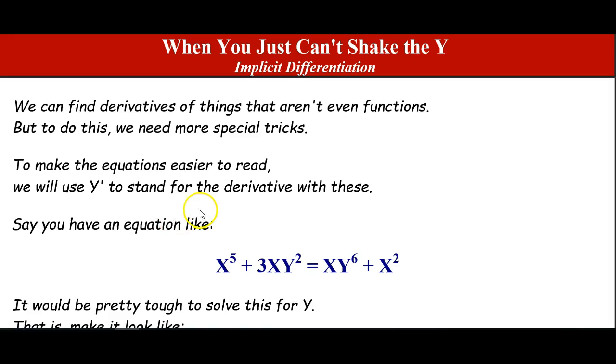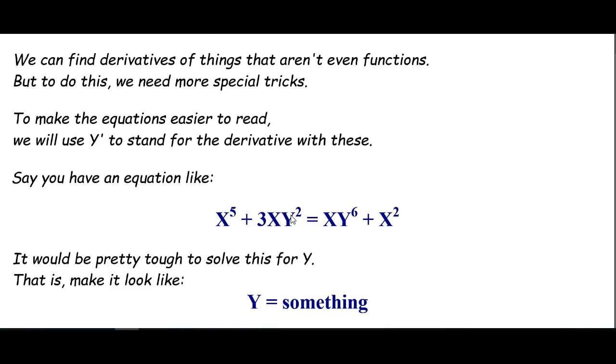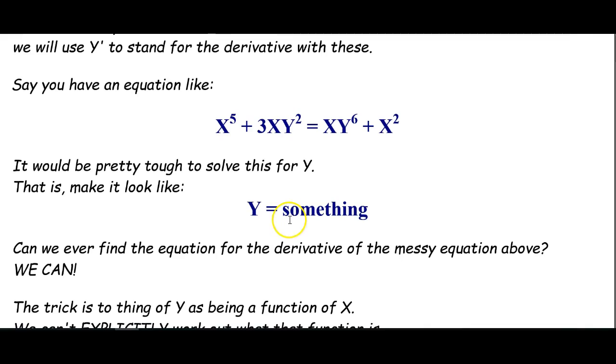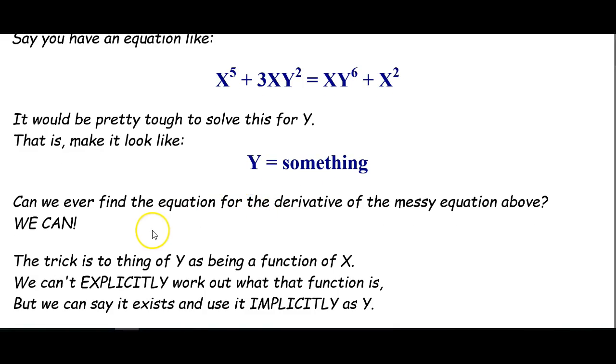So, say you have an equation like x to the 5 plus 3xy squared equals xy to the 6 plus x squared. It would be pretty tough to solve for this y, that is, to make it look like y equals something. Can we ever find the equation for the derivative of the messy equation above?